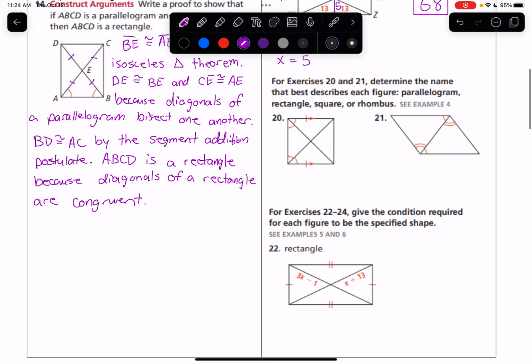Numbers 20 and 21, determine the name that best describes each figure. These are really important for us to understand. So number 20, we have one pair of sides that is both parallel and congruent, which means this is automatically a parallelogram. And we have these angles that get bisected by diagonals, which happens in a few different places, but it happens in rectangles and it happens in rhombuses, although what we can see is that all four of these are exactly the same.